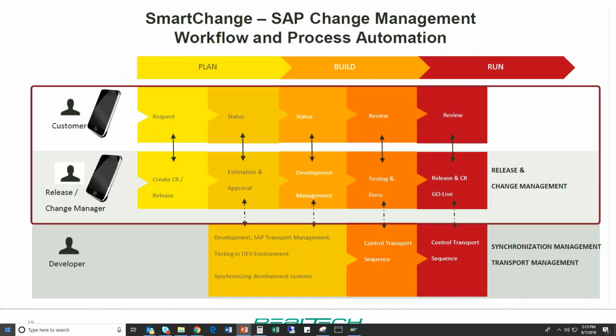This is just an example of some of the things that you can do when you do the plan, build, run methodology. So you can have a request that creates a CR. You can even put your estimates inside of change process management. You can see down here, this is where the change process management tool comes into play, doing these types of tasks. And then this is where the ABAP solutions come into play, doing these tasks down here.